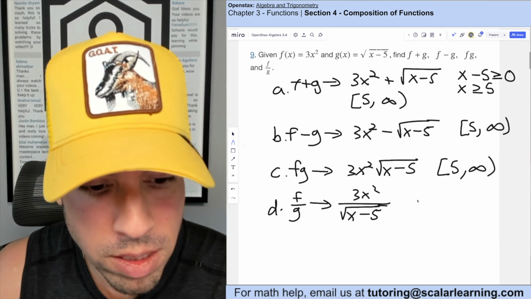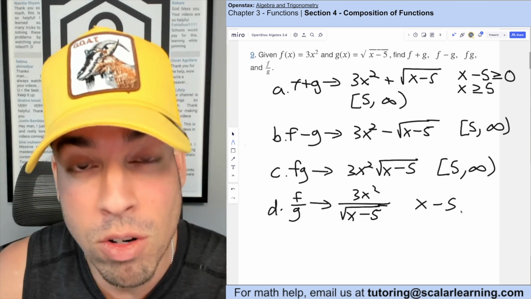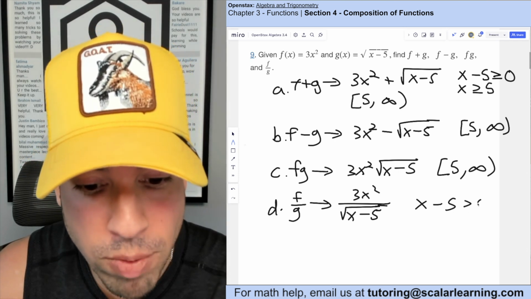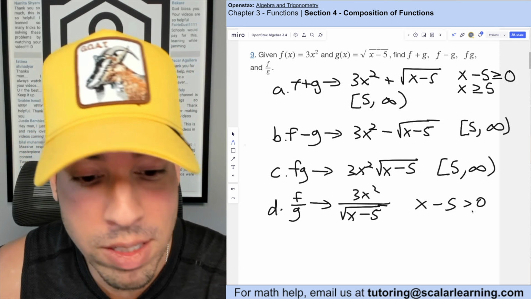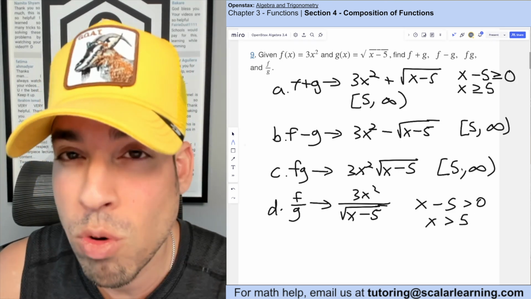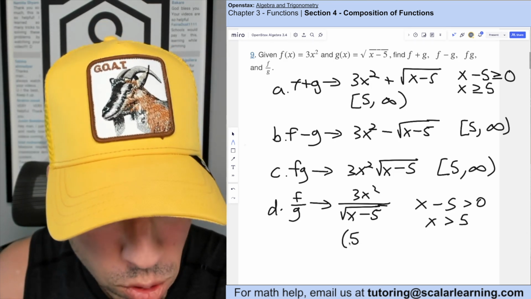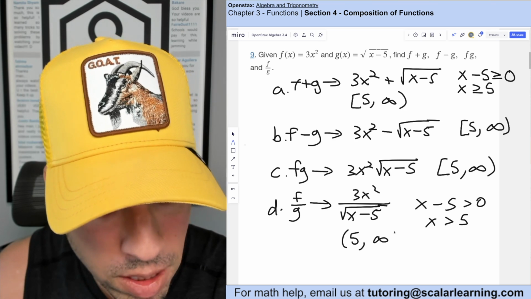So a way to think about this is x minus 5 has to not only be greater than or equal to 0, it actually has to be greater than 0 because now 0 is out of the mix. So we add 5 to both sides, x is greater than 5. So it's almost the same as these domains, except we don't include 5, so a curved parenthesis to infinity, boom, done.